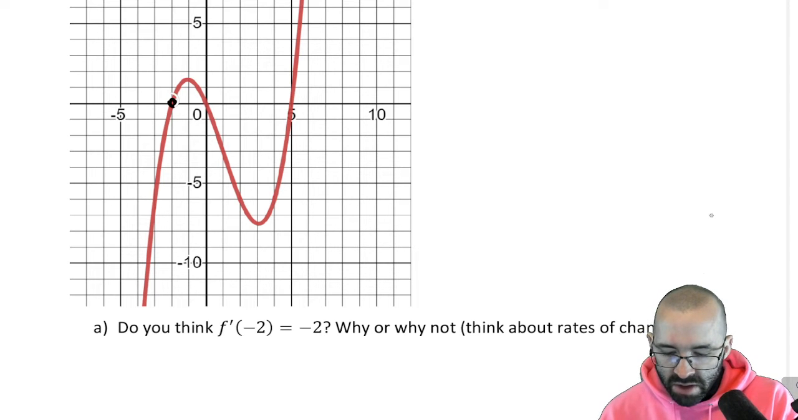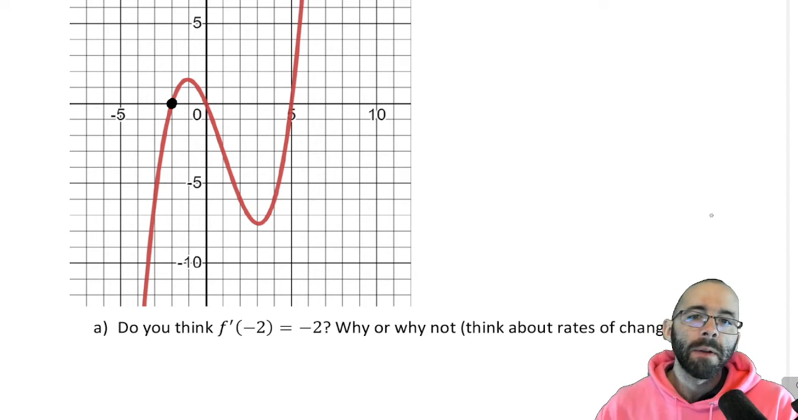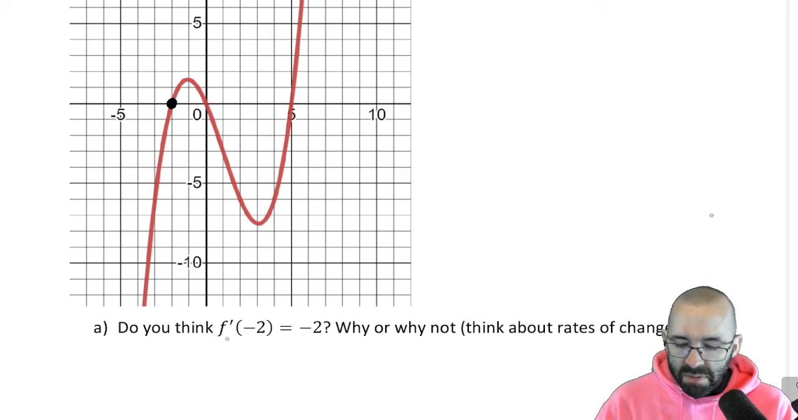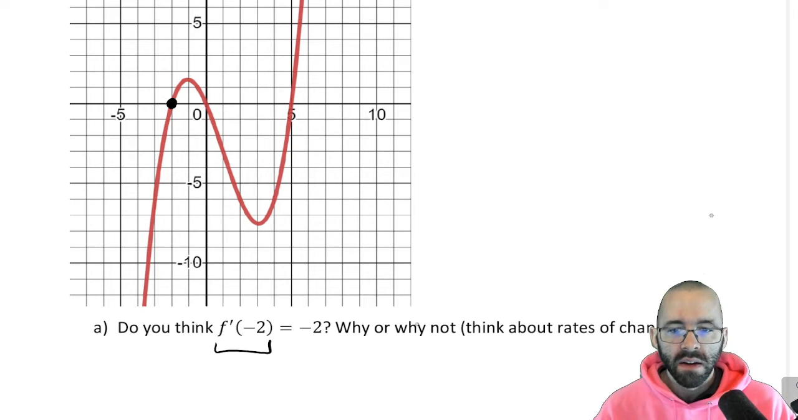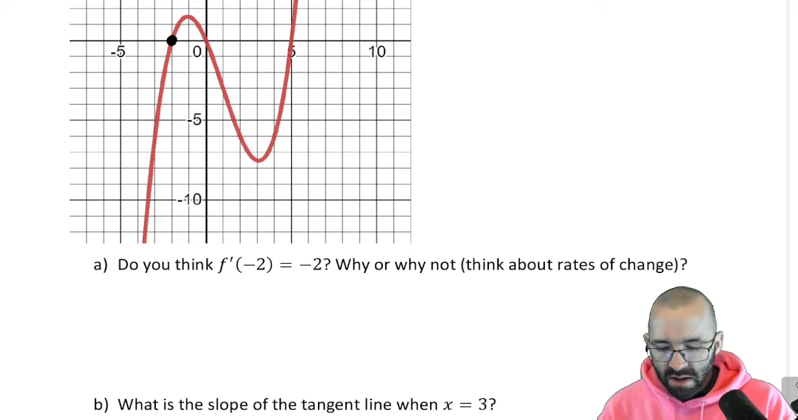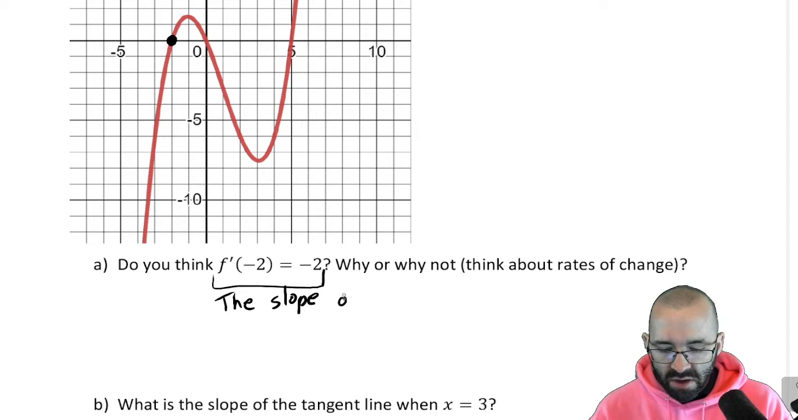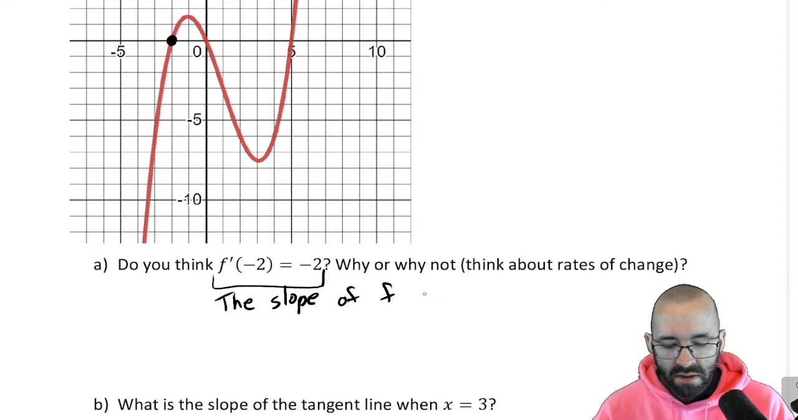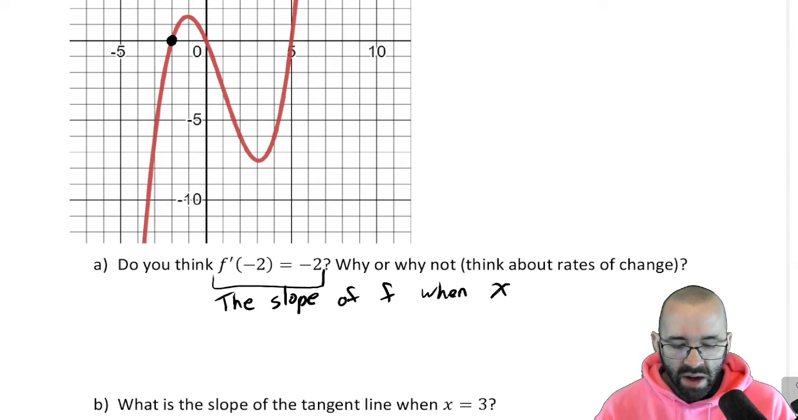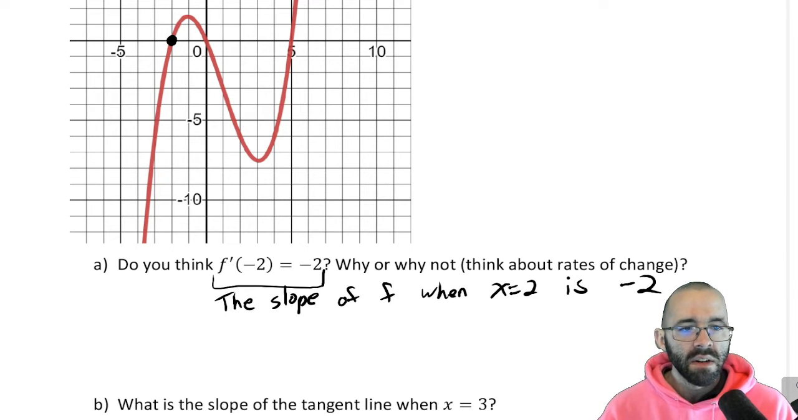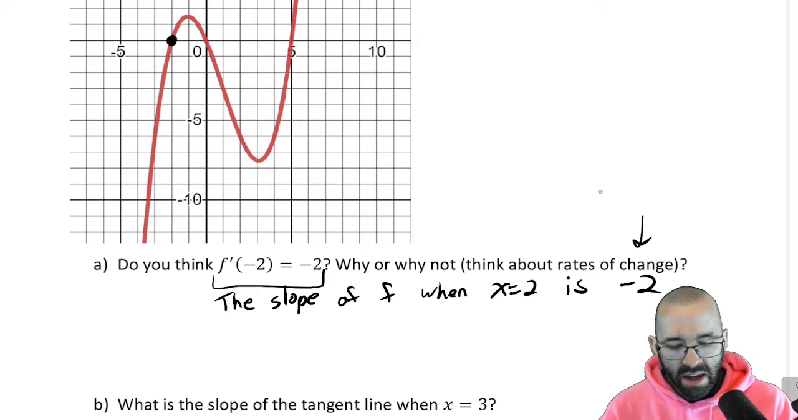So -2 is right here. What does this mean? This whole thing means the slope of f when x equals 2 is negative. Negative means going down, decreasing.